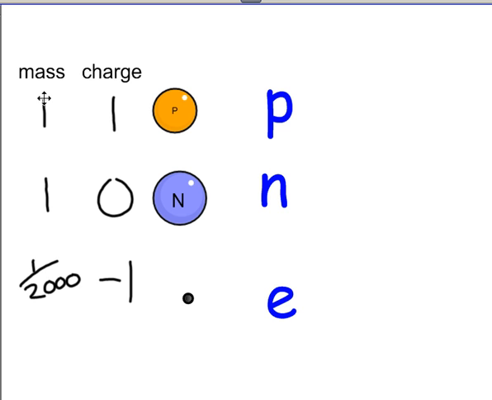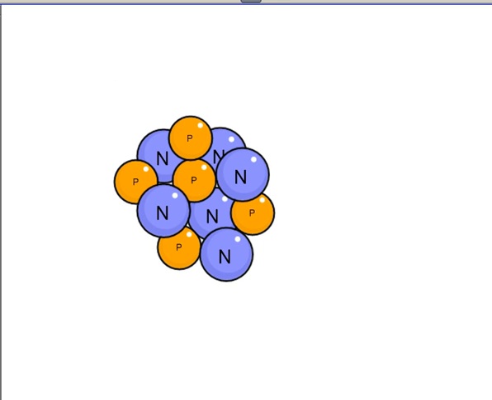Now if we take an atom like this, we can work out the mass and charge, or atomic number. So what we do is we count up protons. 1, 2, 3, 4, 5. 5 protons. So we write that down. That's the atomic number. And the mass of this atom is neutrons, 2, 3, 4, 5, 6. 6 neutrons plus the 5 protons. That's a total mass of 11.